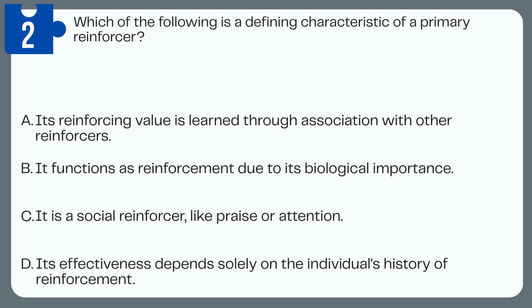Question 2. Which of the following is a defining characteristic of a primary reinforcer? A. Its reinforcing value is learned through association with other reinforcers. B. It functions as reinforcement due to its biological importance. C. It is a social reinforcer, like praise or attention. D. Its effectiveness depends solely on the individual's history of reinforcement.